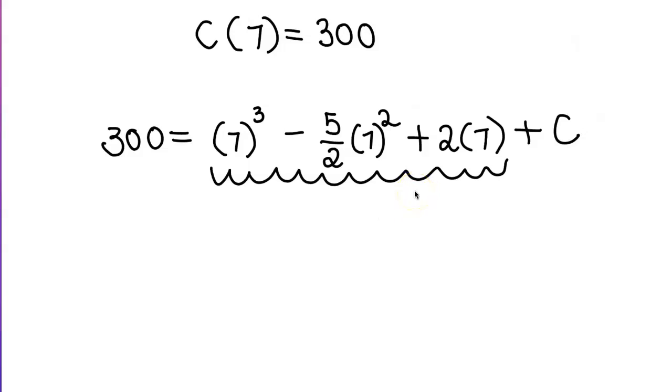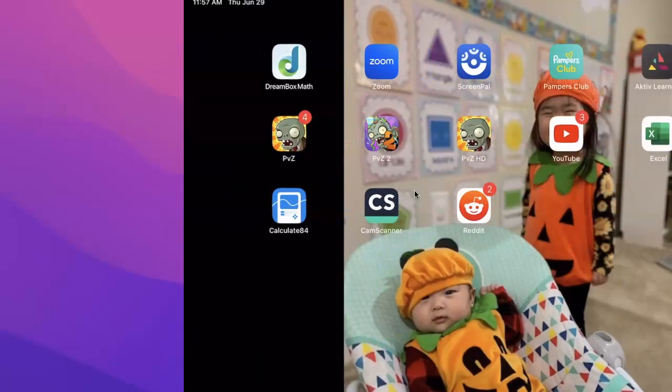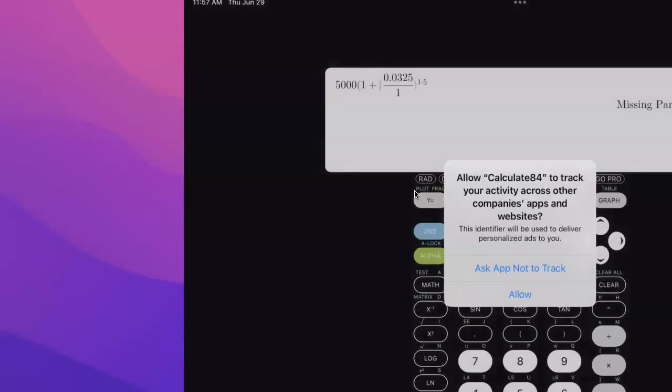So look, this is where I pick up my calculator because I'm about to type this part in a calculator. Let me see. I may have a nice calculator. Calculator 84, I'm going to use this.